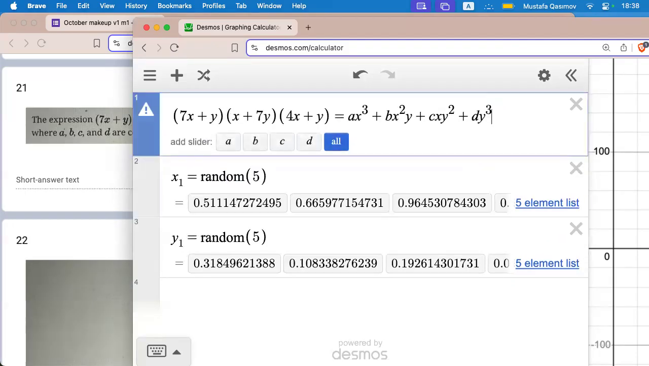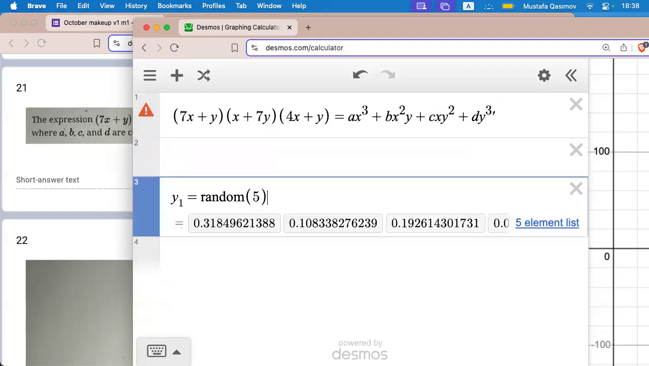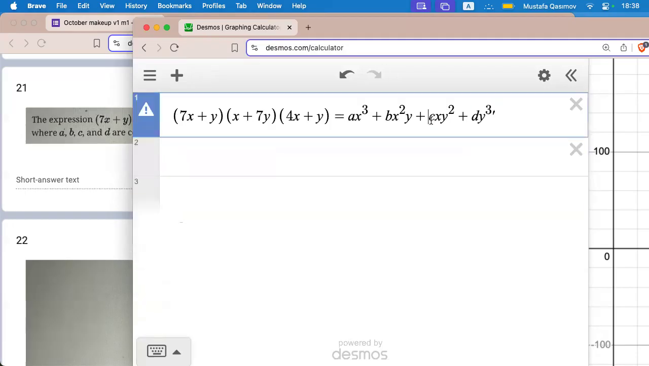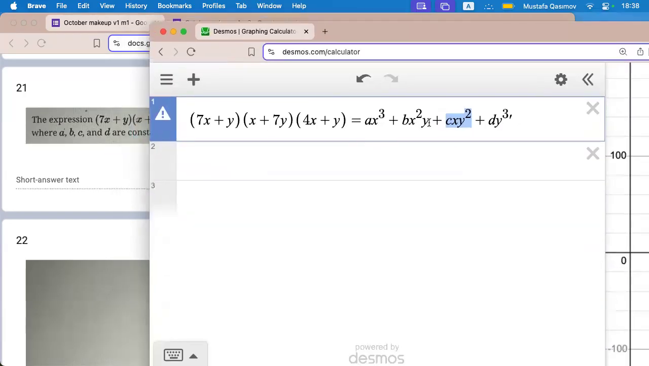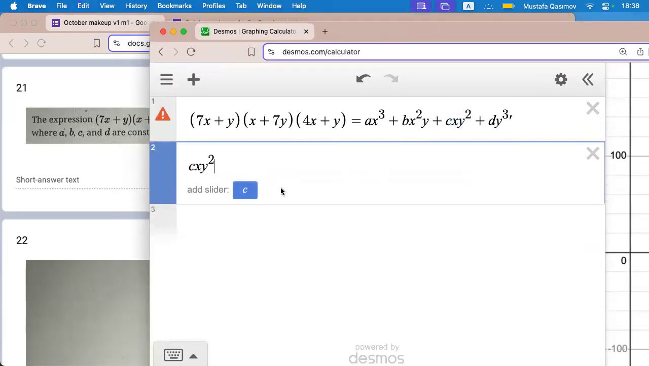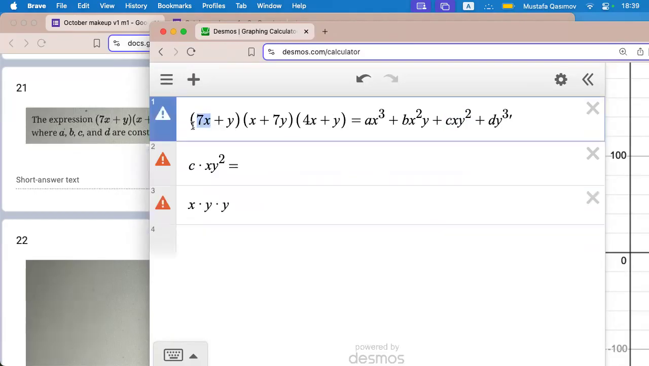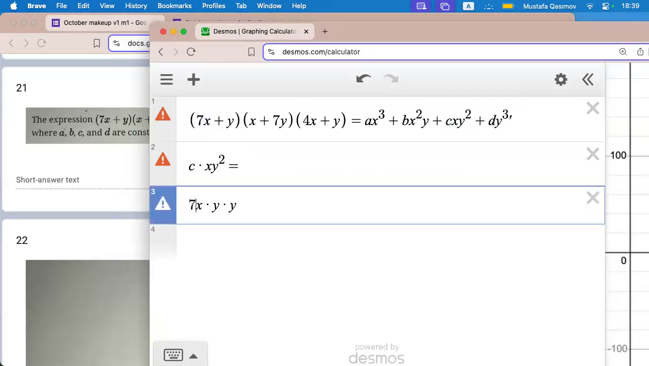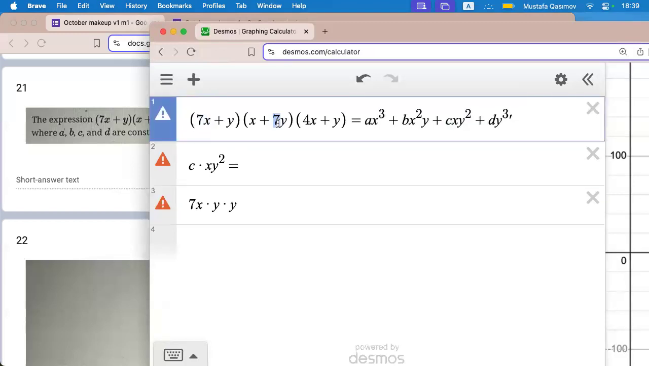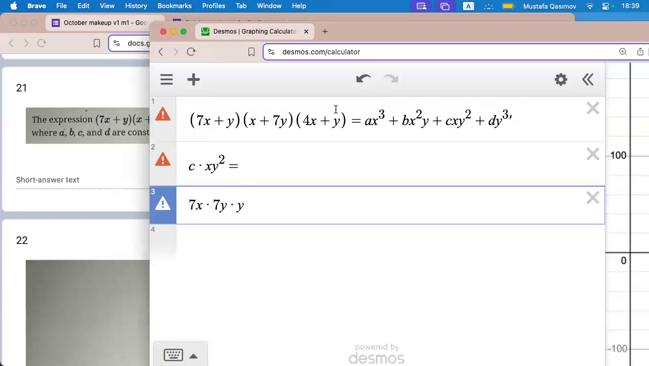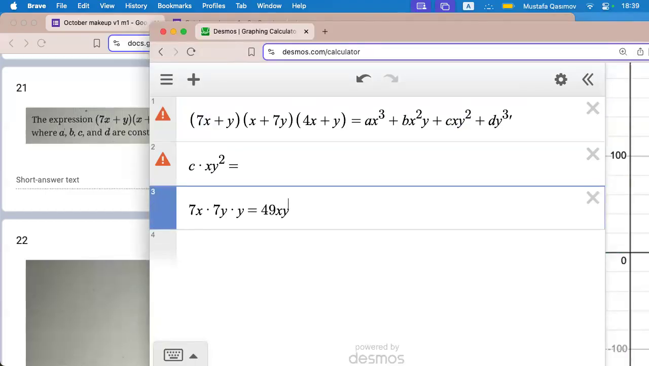Okay, for this question also we can do it like that. Here we have cxy squared, right? We need to find c, I think. Yes. How can we get this xy squared? We can get it like that: x multiplied by y multiplied by y. So it is 7x multiplied by here y, 7y, and another y like this. So it is equal to 49xy squared.